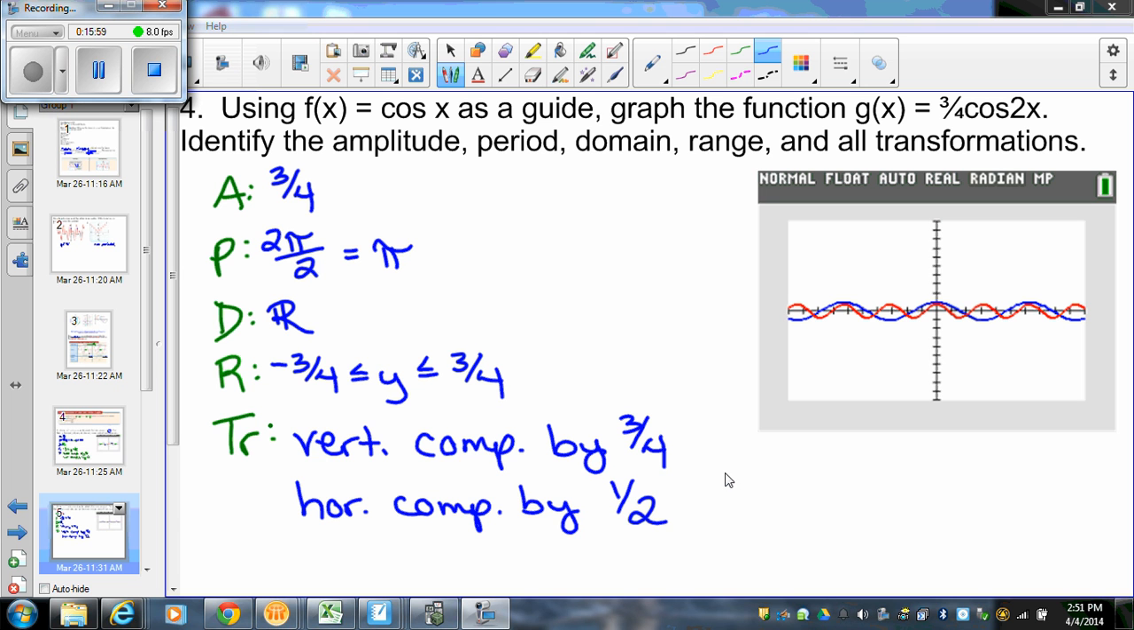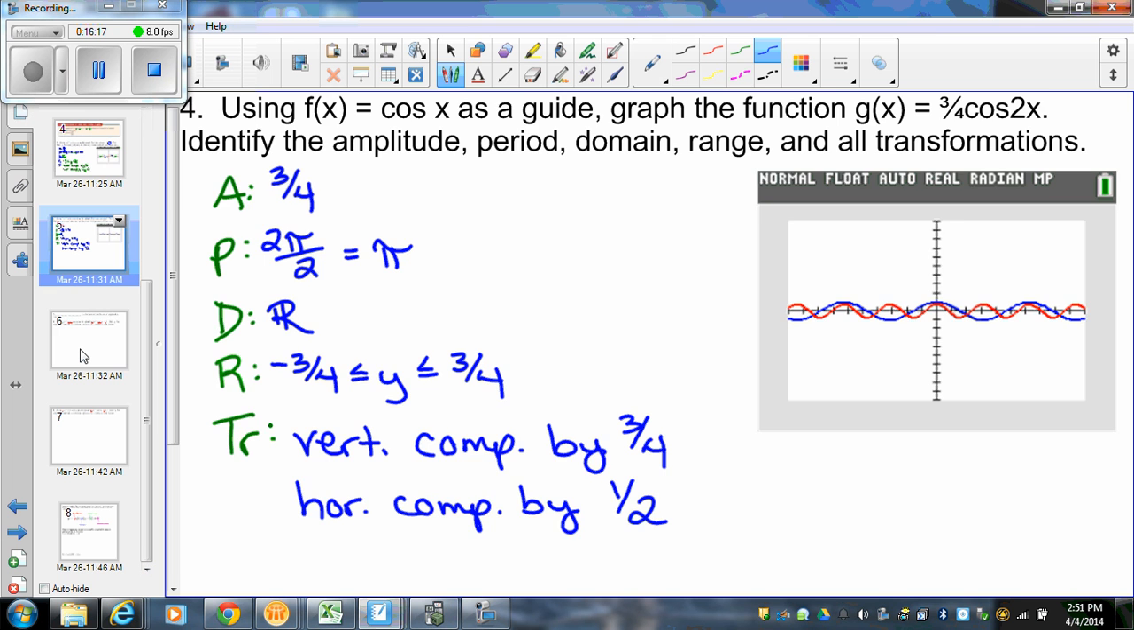And then finally we wrap it up with our transformations. We have a vertical compression of 3/4 as well as a horizontal compression of 1/2. And I got the 1/2 by taking the reciprocal of the coefficient in front of the x.